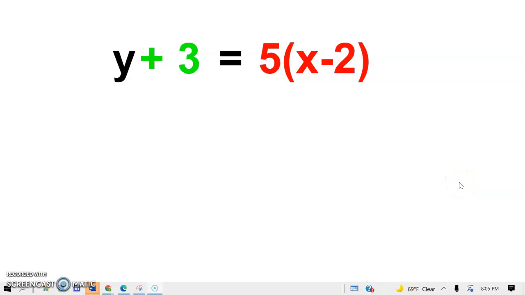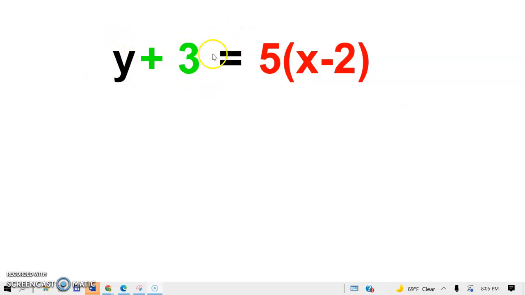So we like when the state gives us an equation in y equals format, but that's not always going to be the case. If we put this on Desmos, y plus 3 equals 5 parentheses x minus 2, it's going to give us an error because we need to solve for y. So the difference between this one and the standard form is this.